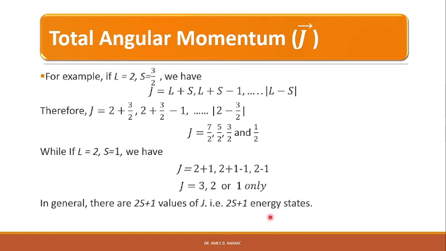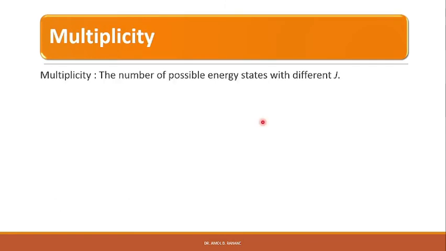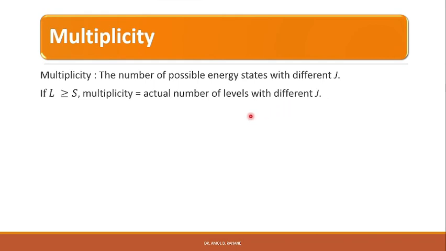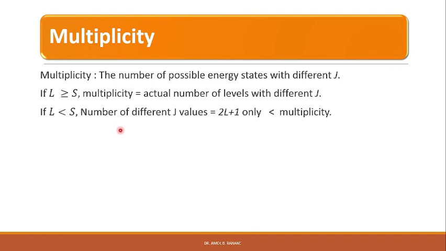The quantity 2S plus 1 is called the multiplicity. So, what is meant by multiplicity? Multiplicity is the number of possible energy states with different J. In general, for states with L greater than or equal to S, multiplicity is equal to the actual number of levels with different J. And if L is less than S, the number of different J values is equal to 2L plus 1 only. That means they are less than the multiplicity.